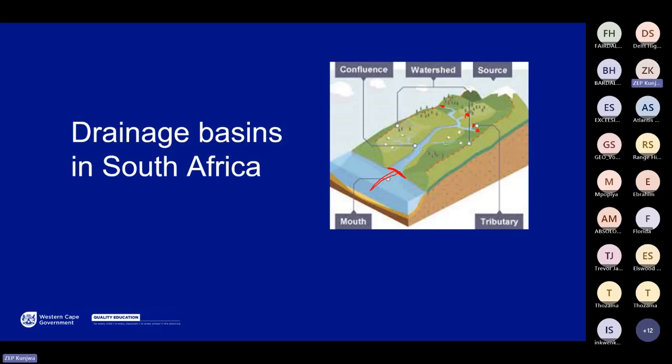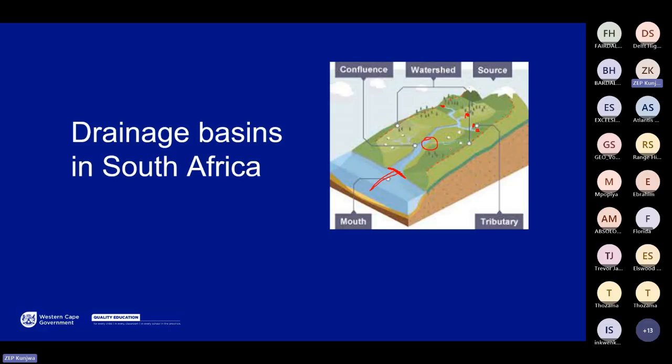But now we do know that the river has its own tributaries, which makes the river system. The tributaries are joining the main river. So for example, they are joining there. Can you see there? The tributary is joining there. That point where the tributary is joining the main river is known as a confluence.